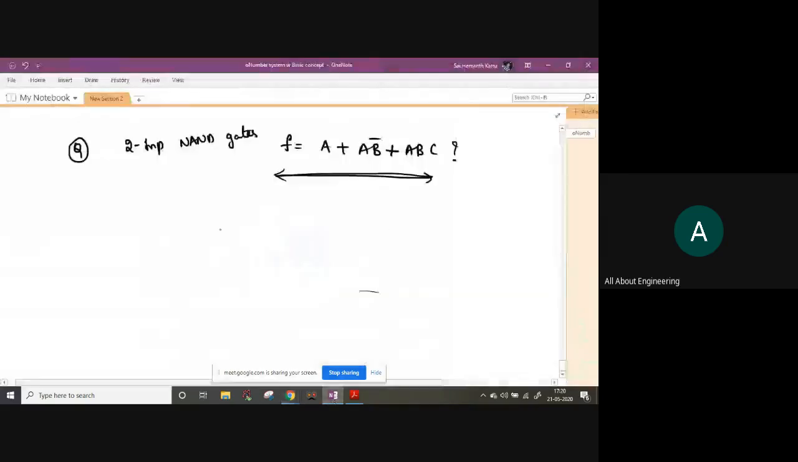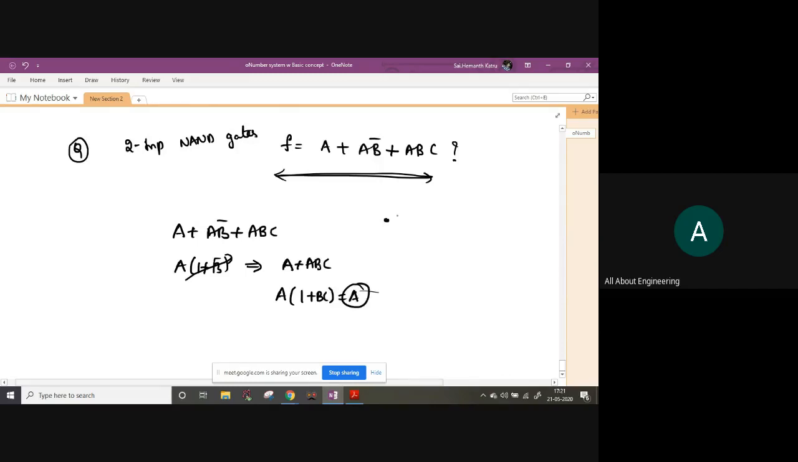Okay, let me explain this. Before designing with gates, it's very advisable to reduce the expression. A plus AB bar plus ABC, right? This can be simplified directly. You can take A common here. So 1 plus B bar is nothing but 1, so you will end up with A plus ABC. Now you can take A common here. So 1 plus BC, so you will get A. So if input is A, output should be A itself. Then you can simply connect this through a wire, right? Why are gates required at all? So the answer is 0.